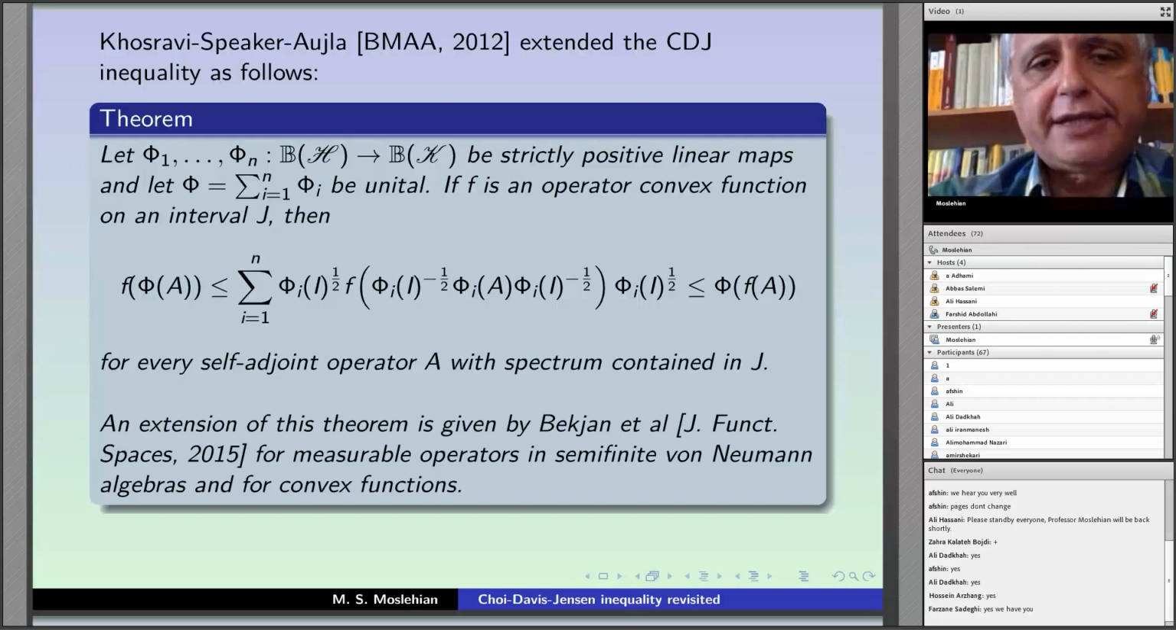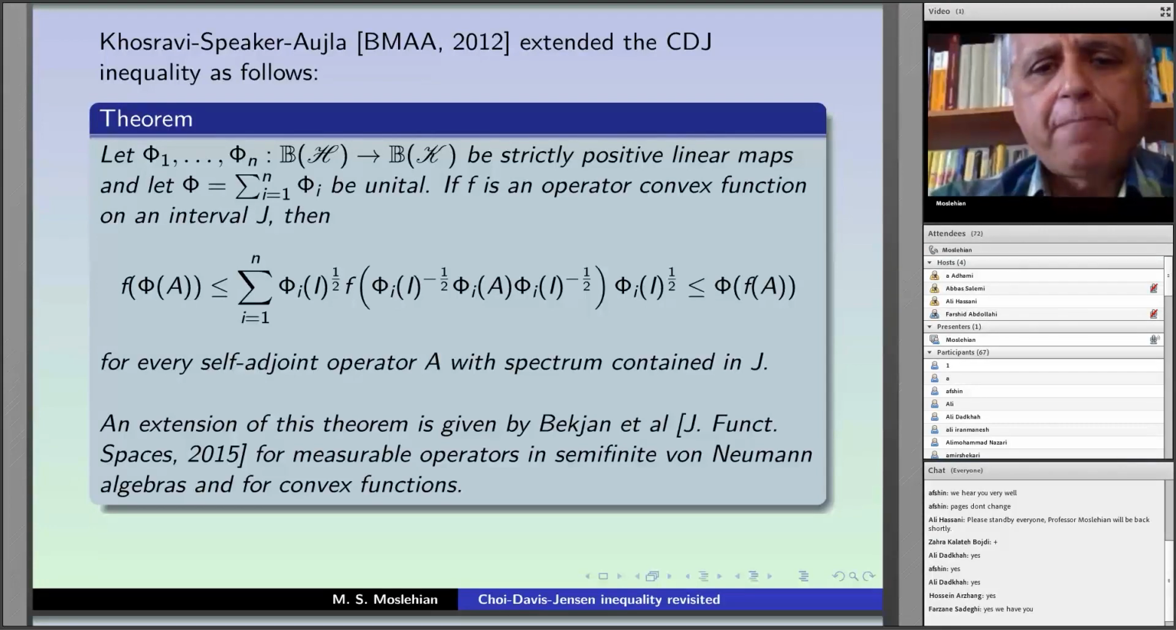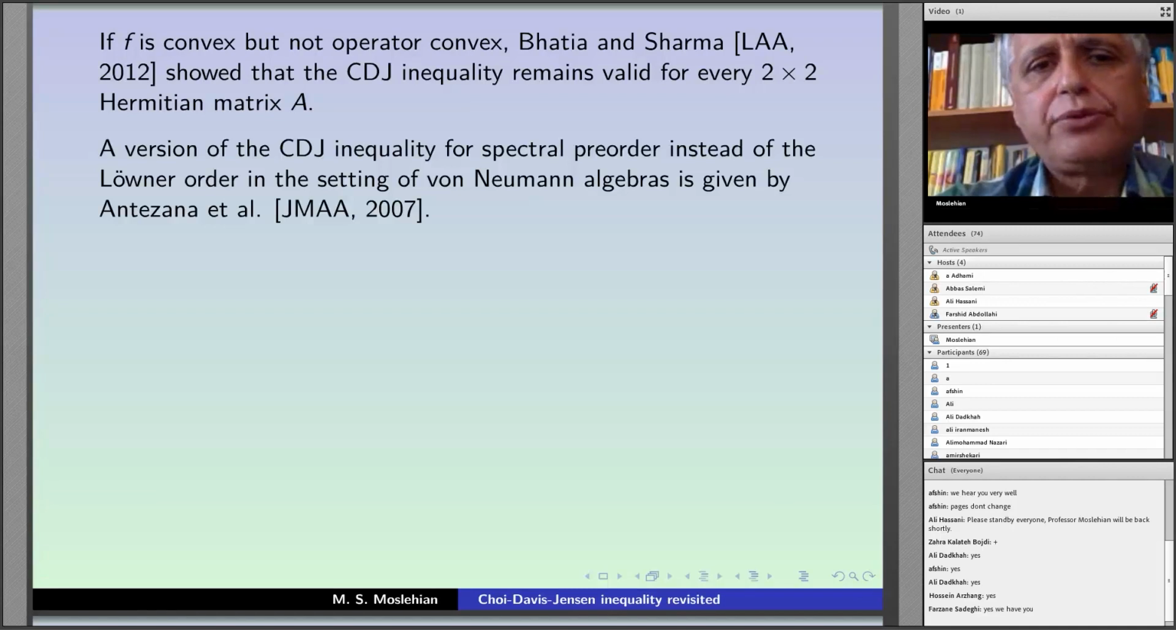An extension of our theorem is given by Beck-John for measurable operators in semi-finite von Neumann algebras and for convex functions. If f is convex but not operator convex, Bhatia and Sharma in 2012 showed that the Choi-Davis-Jensen inequality remains true for every 2 by 2 Hermitian matrix A. A version of the Choi-Davis-Jensen inequality for a spectral pre-order instead of the Löwner order in the setting of von Neumann algebras is given by Antezana and his collaborators.